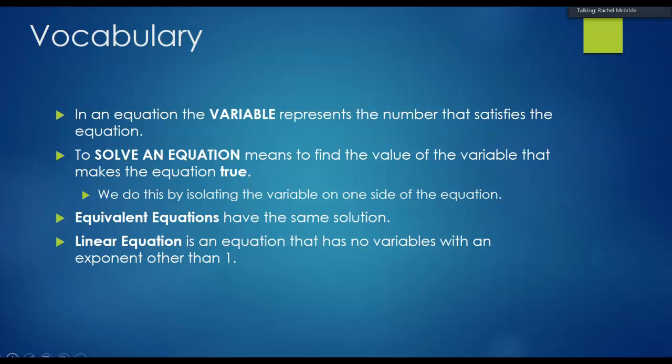Then what we're going to do is solve an equation. So we're going to solve an equation, and in order to do that, it means we're going to find a variable that makes something true. We do this in mathematics by isolating the variable on one side of the equation.